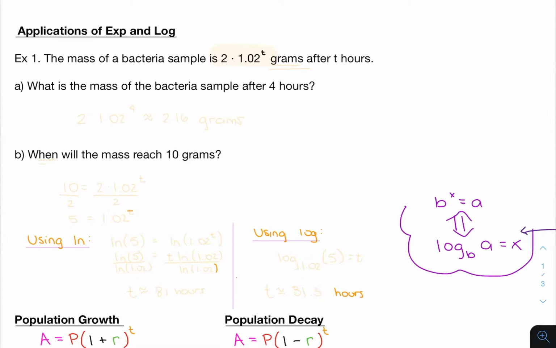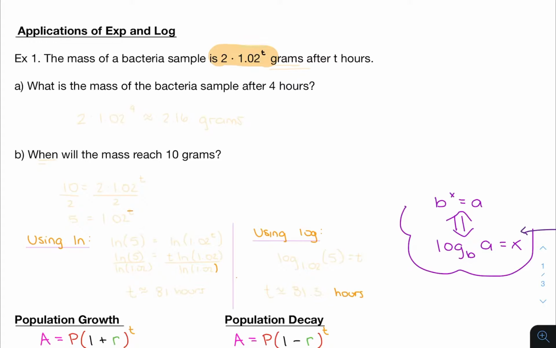In the first example, we have that the mass of a bacteria sample is 2 times 1.02 to the t power grams after t hours. So we know that this function is telling us how big the sample is going to grow after t hours, where t is your variable. In part A, it's asking, what is the mass of the bacteria sample after 4 hours?